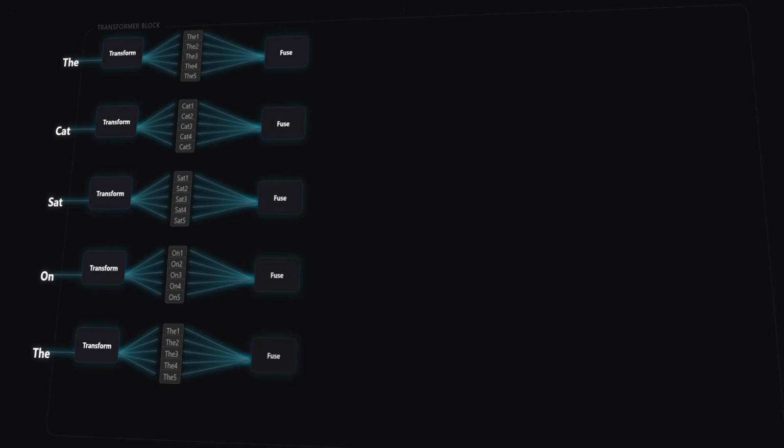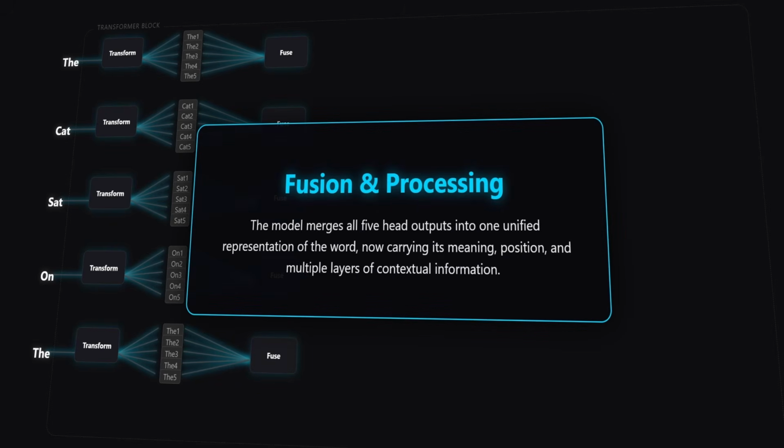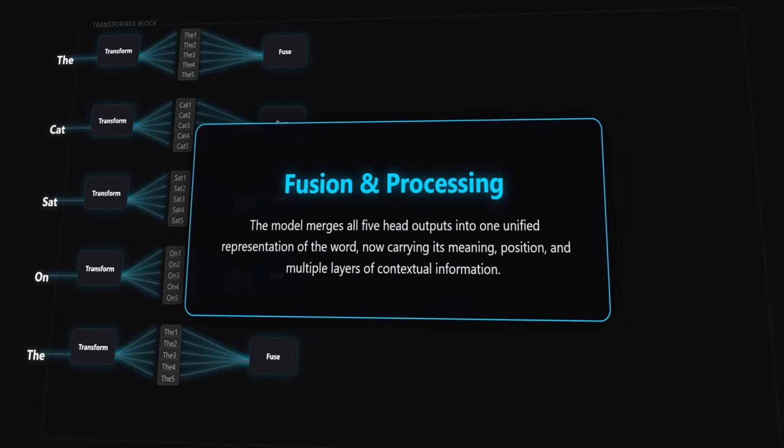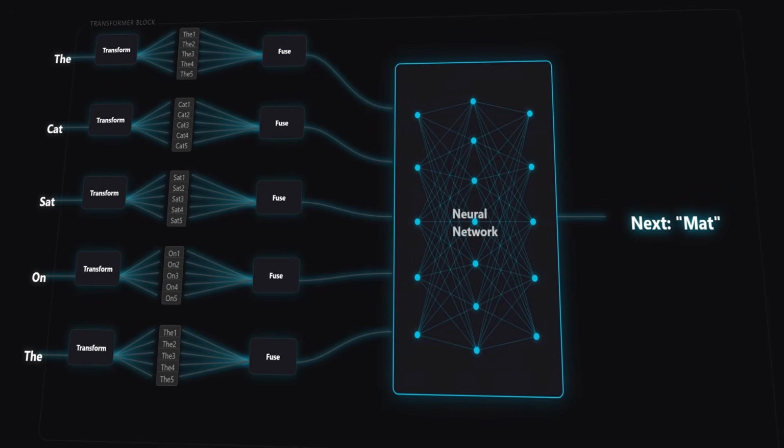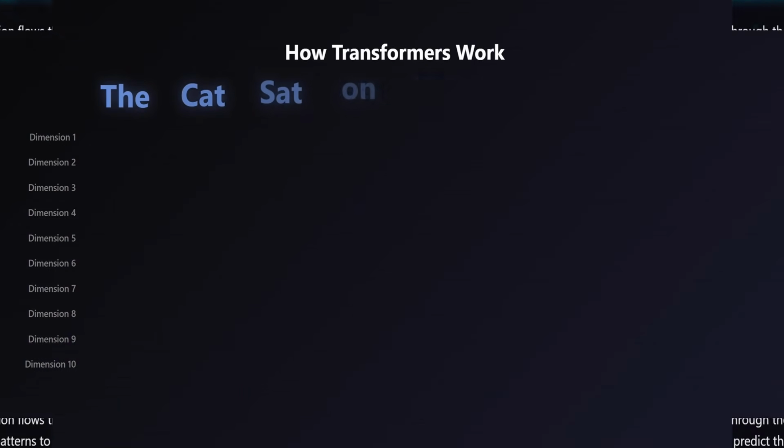A single, dense representation that packs together all those perspectives, compresses every viewpoint, and turns scattered insights into one unified meaning the model can actually use. Then they are all fed into a normal neural network.